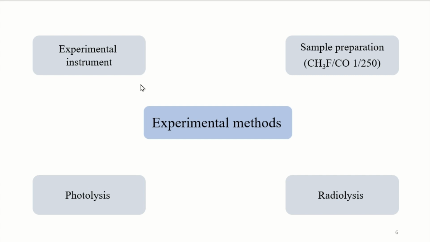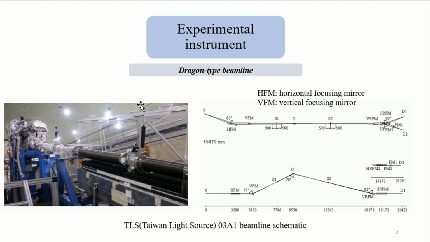The experiment includes four parts. First is the instrument. Second is sample preparation. Prepare a molar ratio of 1/250 methyl fluoride and carbon monoxide ice. The third part is photolysis by synchrotron radiation and UV light. The fourth part is radiolysis by electron gun. This paper used synchrotron radiation as one of the light sources.